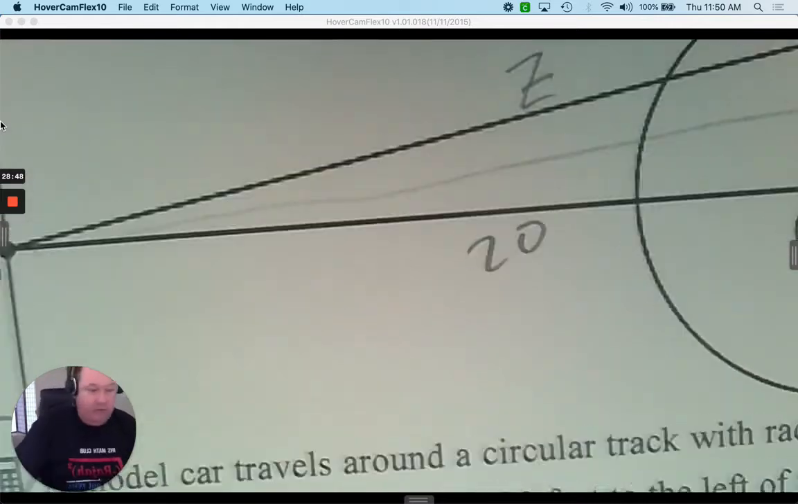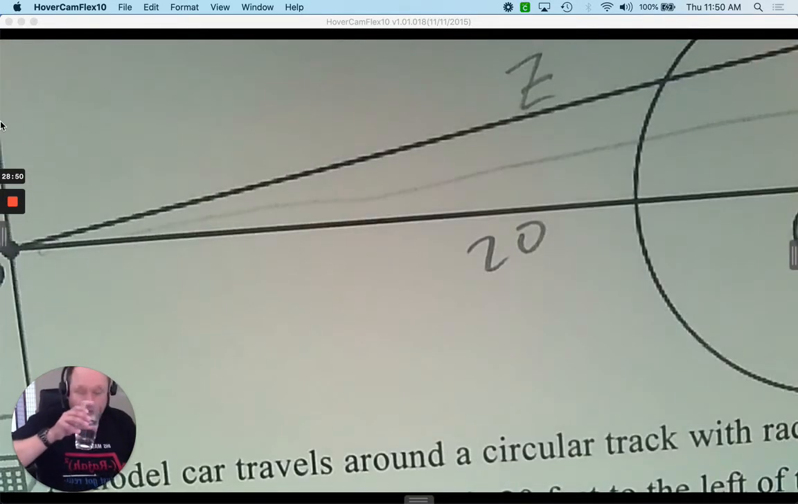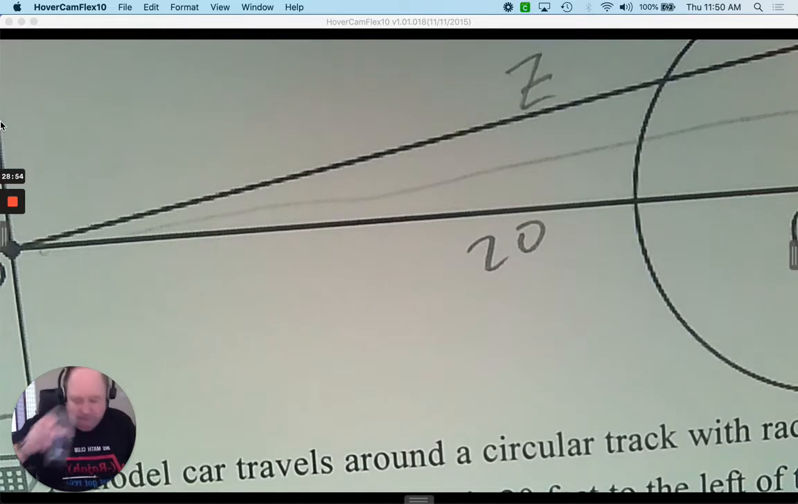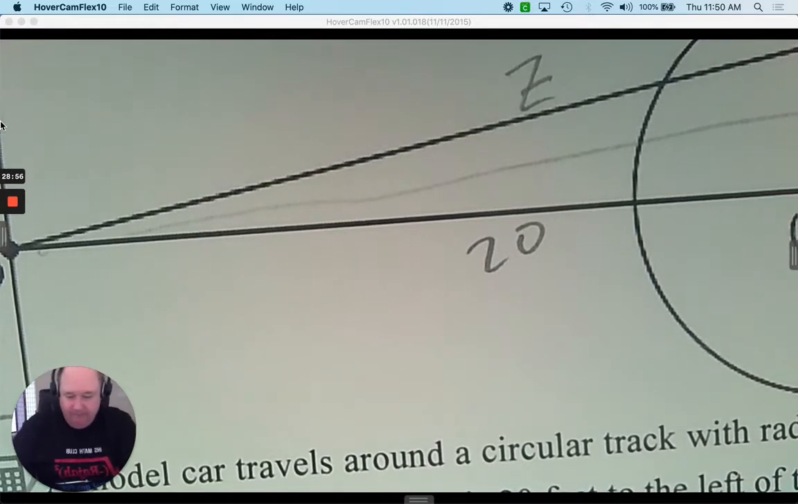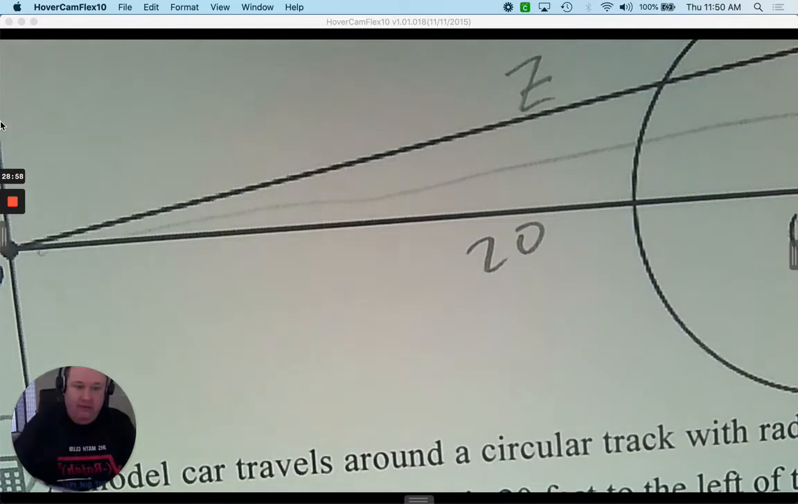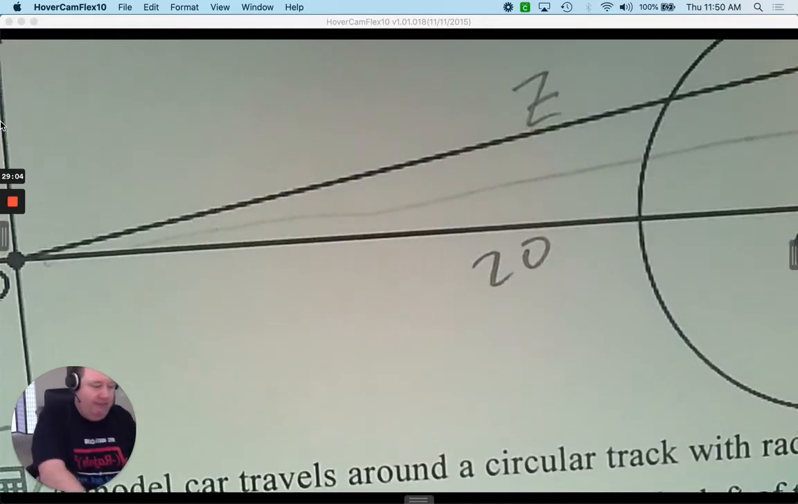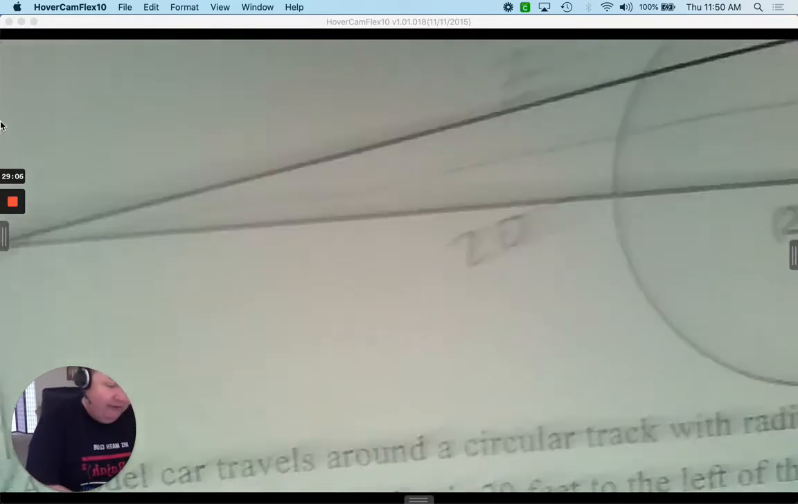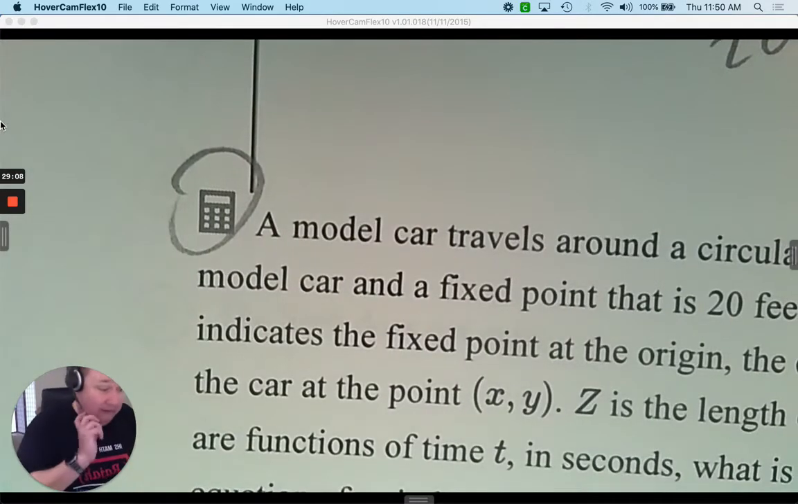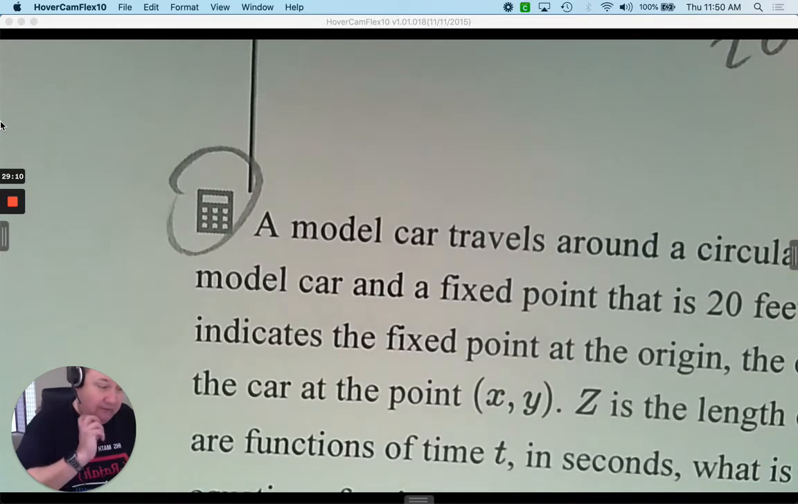Number 16. This is a fun one. This one took me a while to think through. But thankfully I did it before the video, so I'm not just thinking out loud with you. For number 16, you have a model car. You're allowed to use a calculator. I was actually doing this without a calculator, which kind of frustrated me.